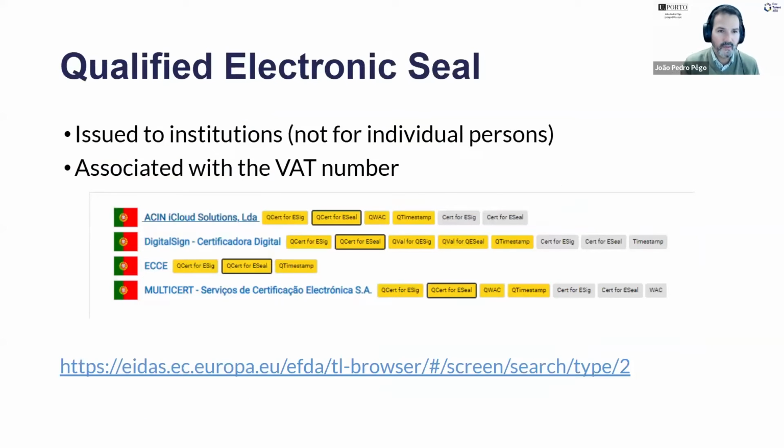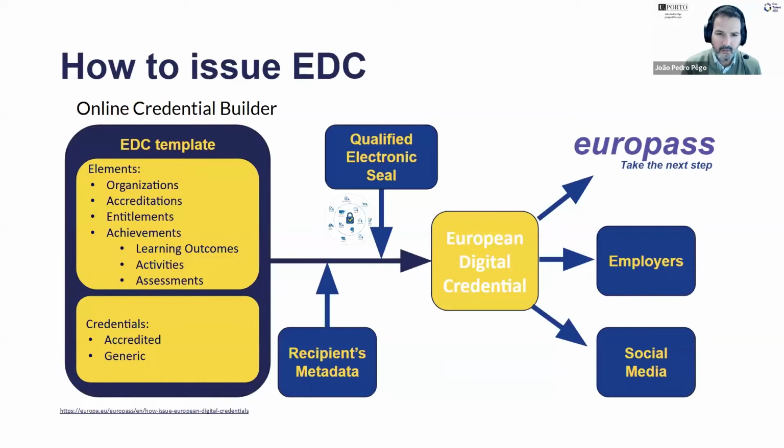Let me check the time. So first of all, coming back a few minutes, one slide. This step, the qualified electronic seal, is not complicated. Actually, it's quite simple. It's also not costly, but it's essential. Without this electronic seal, you will not be able to issue any kind of digital credentials, at least on the EDC platform. This will work as a stamp, a seal.